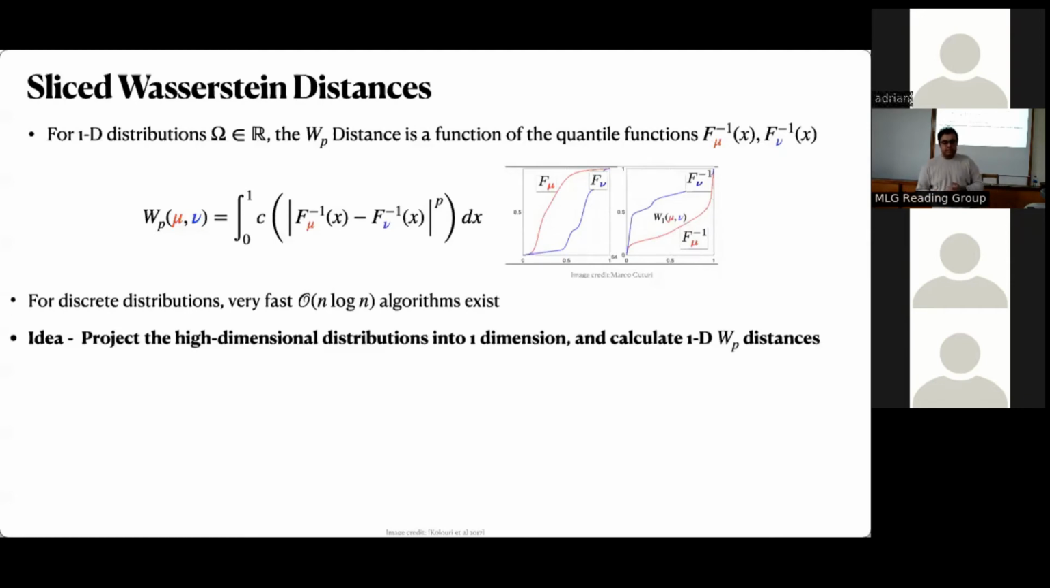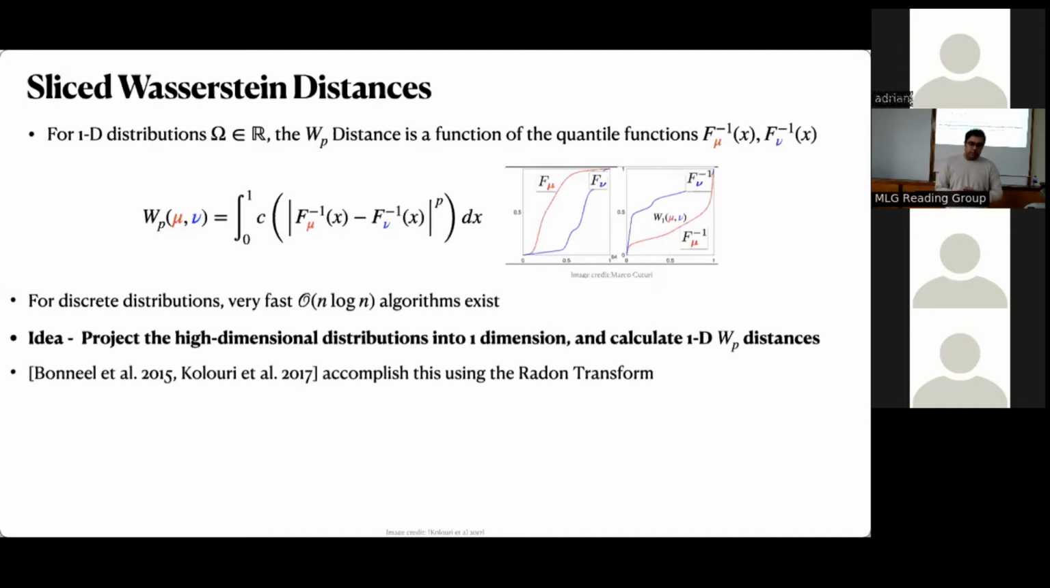And so the idea of sliced Wasserstein distances is to take whatever high dimensional distribution you have and make multiple projections of them into one dimension, calculate the 1D Wasserstein p distances instead, and see if you can approximate the high dimensional Wasserstein p distance by these 1D distances. Or even if you can't approximate them, use this average of the 1D Wasserstein p distances to compare your two distributions, because calculating the actual high dimensional Wasserstein distance is very intractable, right?